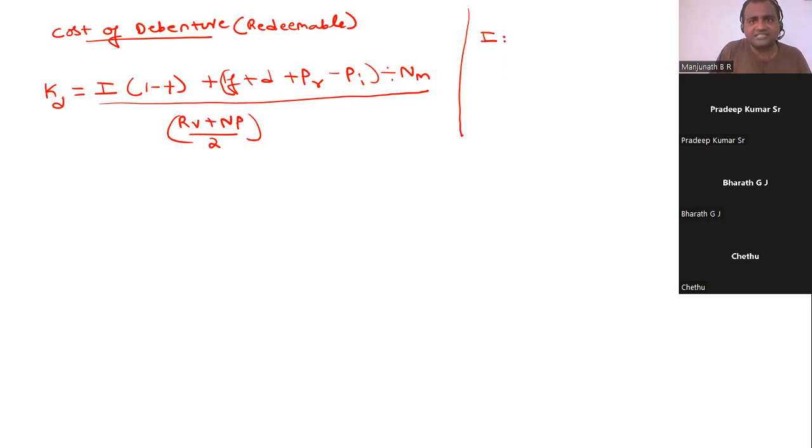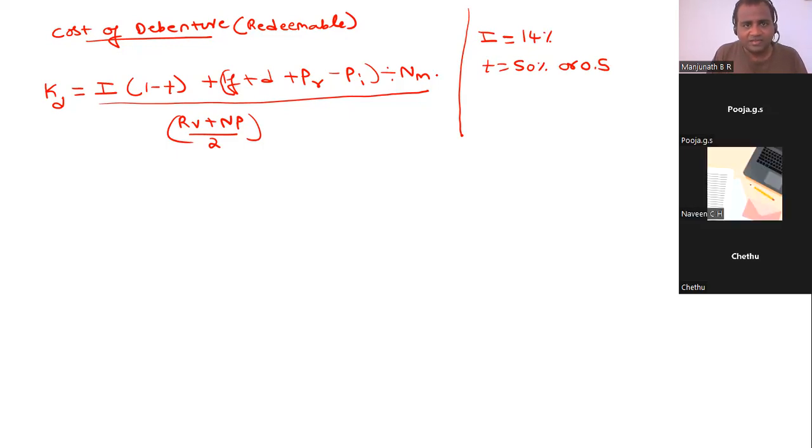What is the interest rate they have given? 14%. Very good. It is there in the question. And now what is the tax rate? 50%, or 0.5. Do they have any information about the flotation cost? Discount? Yes, sir. Market price they have given. So what is the discount? 10 rupees.